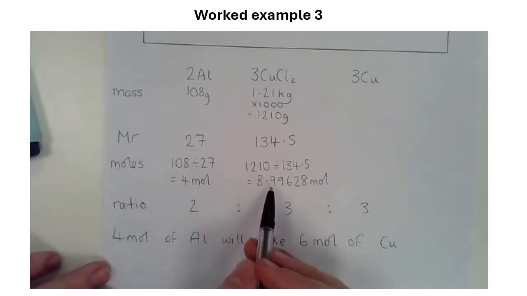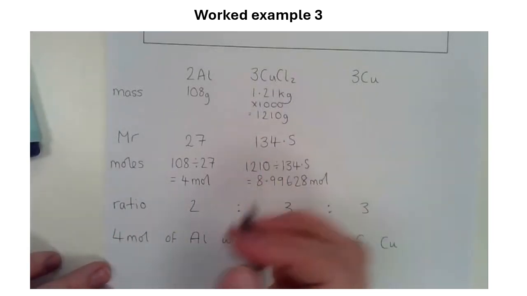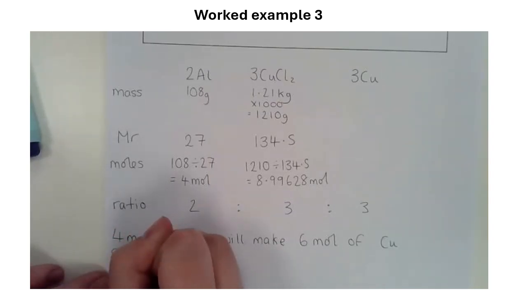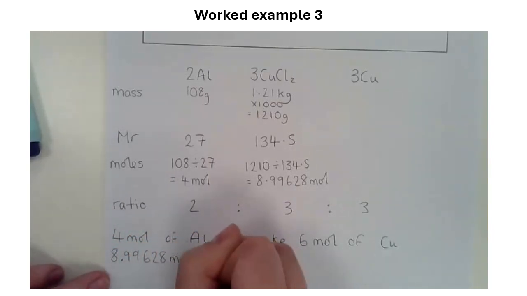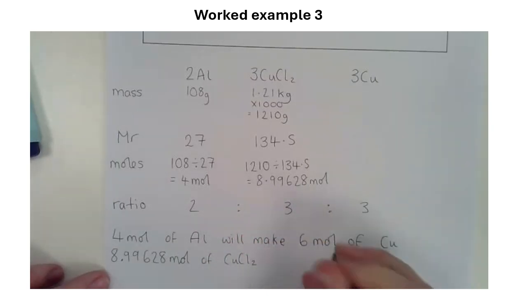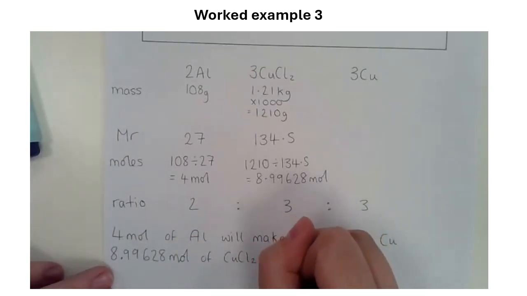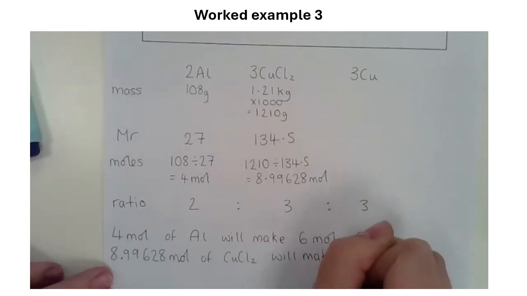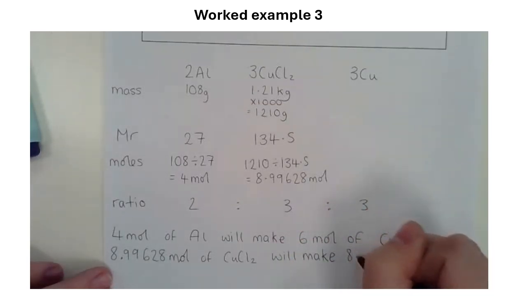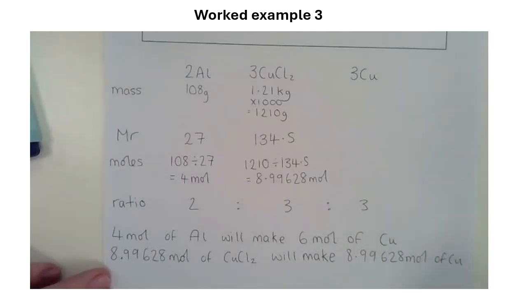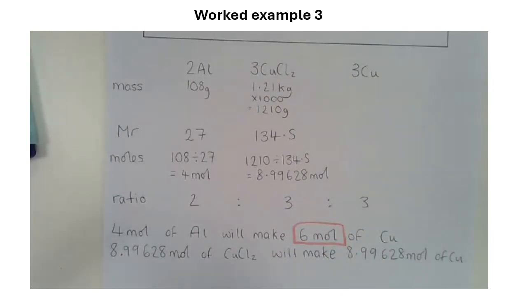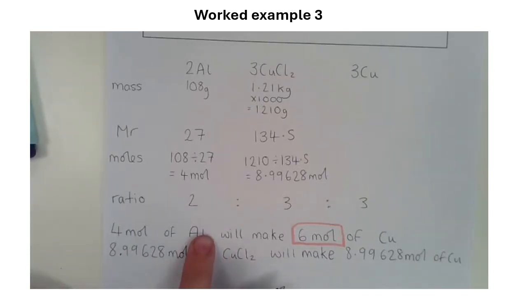And I'm going to now do the same thing here with my copper chloride. I've got 8.99628 moles of copper chloride. I have a 3 to 3 relationship, which can be simplified to a 1 to 1. So if I have this many moles of copper chloride, I will make the same amount, because we've got a 1 to 1 relationship, so 8.99628 moles of copper. Again, the thing that makes the least moles is our limiting reactant. So in this case, aluminium is the limiting reactant.